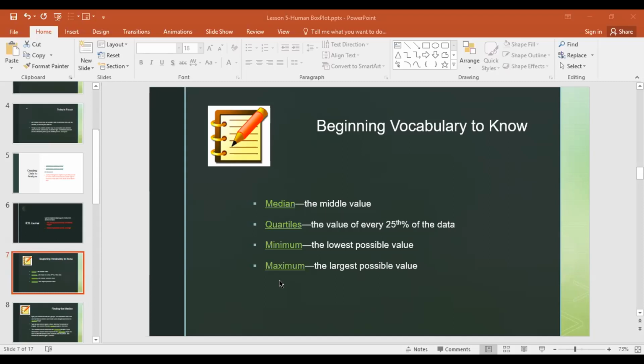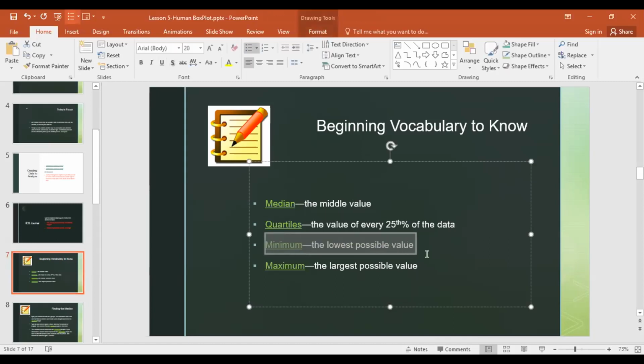So we have the median, right? We should know that the median is the middle value, smack dab in the middle of our data. And of course we should be aware of minimum. The word minimum means the lowest possible value in our data. Maximum means the largest possible value, the largest value in our data. So we have the median, which is the middle, the minimum, and the maximum.